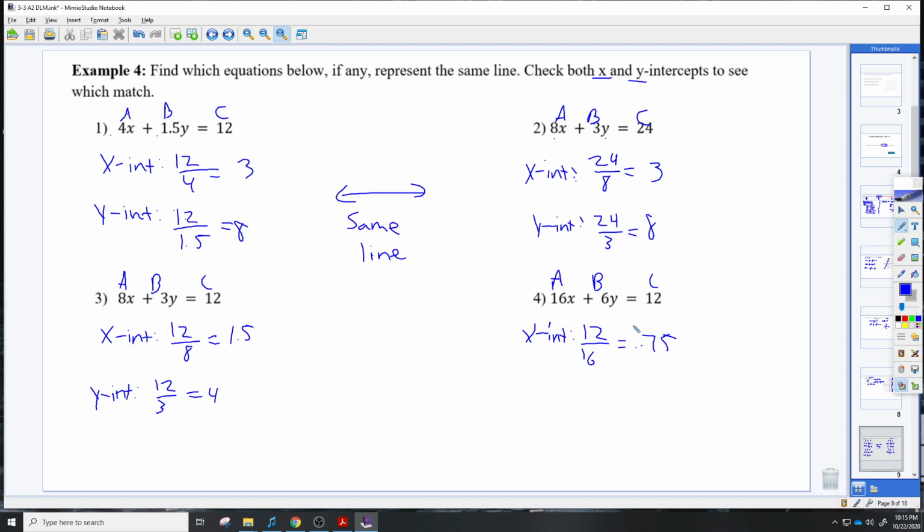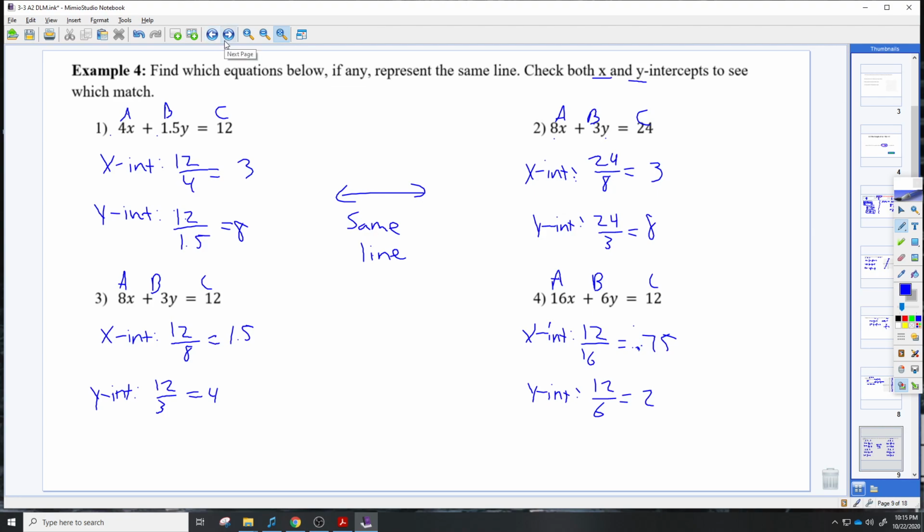Actually, by looking at it right now, you should be able to say it's not going to match any of them because none of the x-intercepts came out to be 0.75. But I'll do the last one. The y-intercept would be 12 over 6, which is 2. So 1 and 2, I guess, were the only ones that matched and were the same line. The other ones are all different lines.